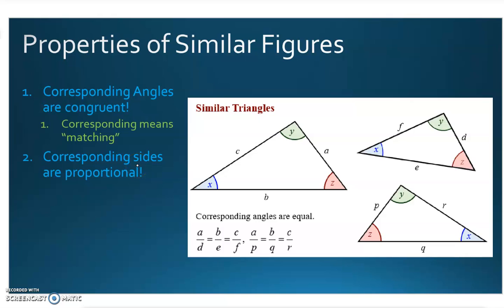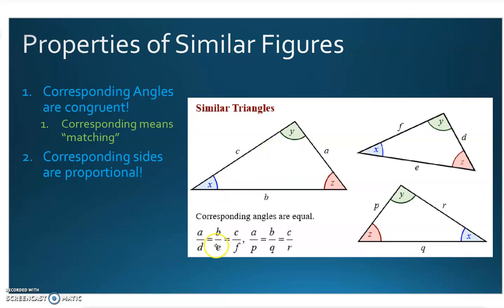Corresponding side lengths are proportional. That's the second thing that you need to know. Okay, so the side lengths are not the same, obviously, because you can have a larger triangle and a smaller triangle, and they're similar, right? So the side lengths are not going to be the same. But all of the different side lengths are proportional to one another, the ones that they correspond with.